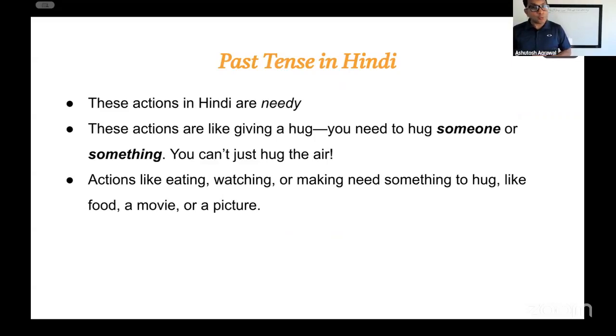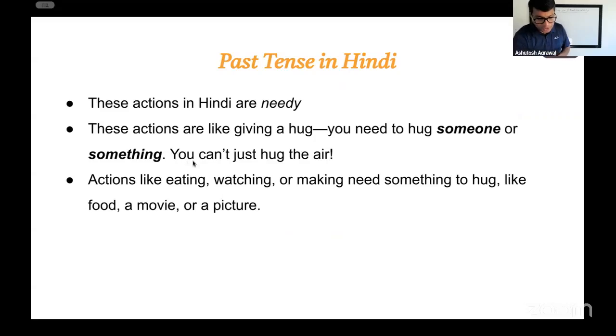Okay, why is it important? Unlike English, when you are making sentences in past definite in Hindi, there is a slight distinction in how you say them, and it becomes very important to be able to recognize whether these verbs are needy verbs or non-needy verbs. Last week, we covered the non-needy verbs where the verbs are standalone, like I slept, I laughed, I cried. It's like I'm doing it on myself, right? I don't have to act on someone or something.